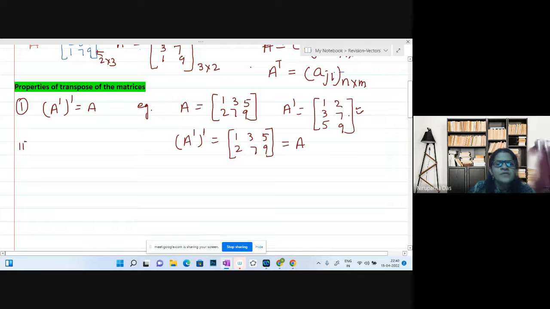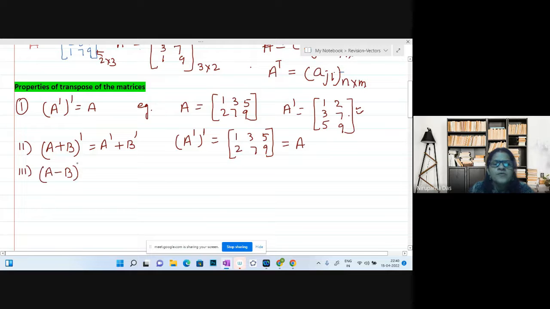Second property is transpose of the sum of two matrices equal to sum of its transposes. So transpose of (A plus B) equal to A transpose plus B transpose. Third property: transpose of (A minus B) is A transpose minus B transpose. We can verify. Fourth property: transpose of the product of two matrices AB equal to what here? B transpose into A transpose.